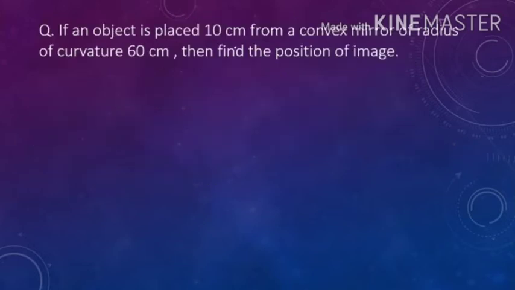If an object is placed 10 centimeters from a convex mirror of radius of curvature 60 centimeters, then find the position of image. It is given that the object distance, u, equals 10 centimeters. Sorry, the object distance would be minus 10.